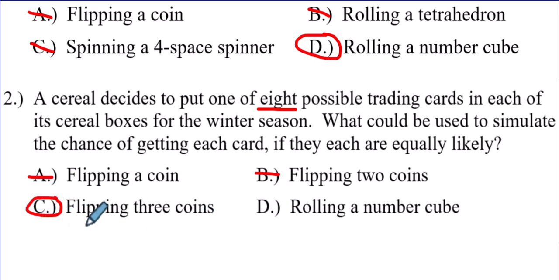So if you were stumped on this problem, you forgot that you would take the number of outcomes and multiply them by each other. So 2 outcomes for the first coin, 2 outcomes for the second coin, and 2 outcomes for the third coin makes 8 possible outcomes. Rolling a number cube, no, that would only have 6 outcomes.